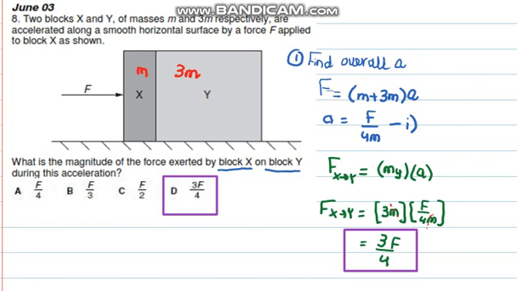Now the question says, what is the magnitude of the force exerted by block X on block Y? So we need to consider the mass Y, because force is being applied on Y. So the mass of Y is 3m, and force F equals ma. The acceleration is the same because both experience the same acceleration. So the acceleration would be F over 4m. Multiplying these both will give you 3F by 4. So D is the appropriate answer.